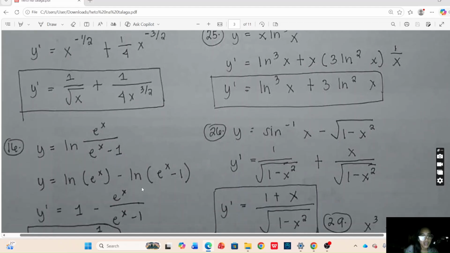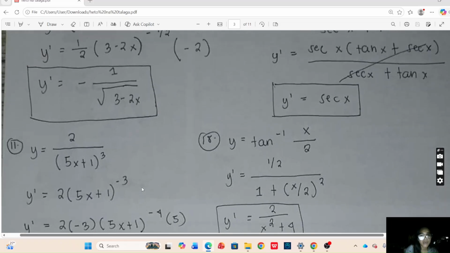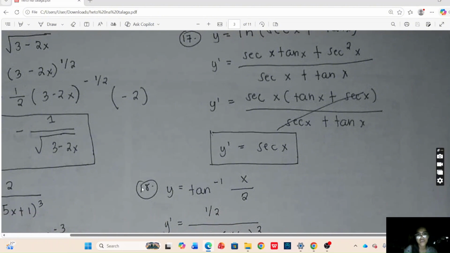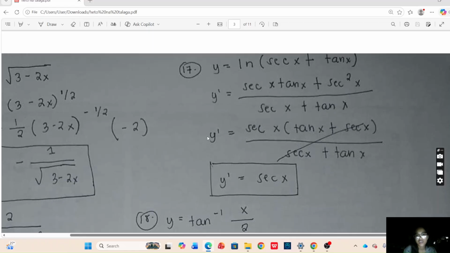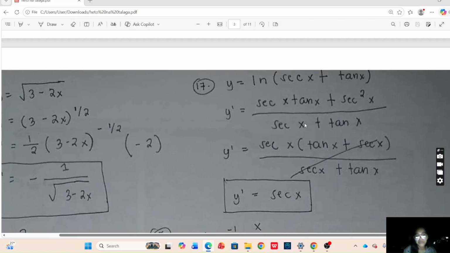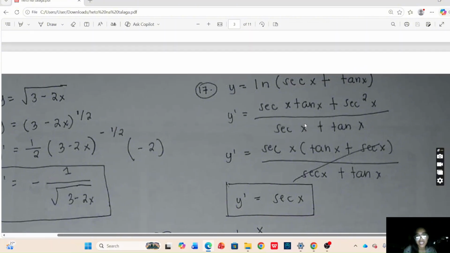So, let's have our number 17. So this is logarithm, no? So number 17, we have the function, wait, we have the function, the natural logarithm of secant x plus tangent x.